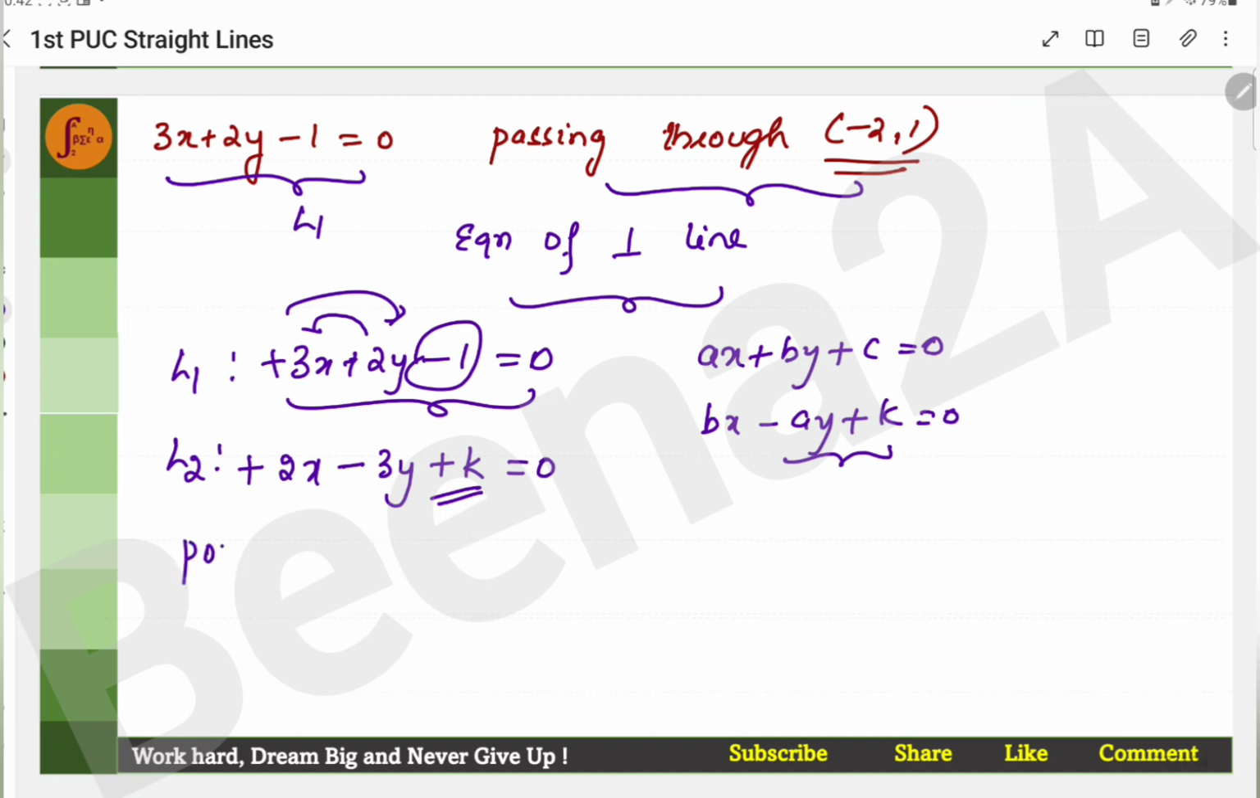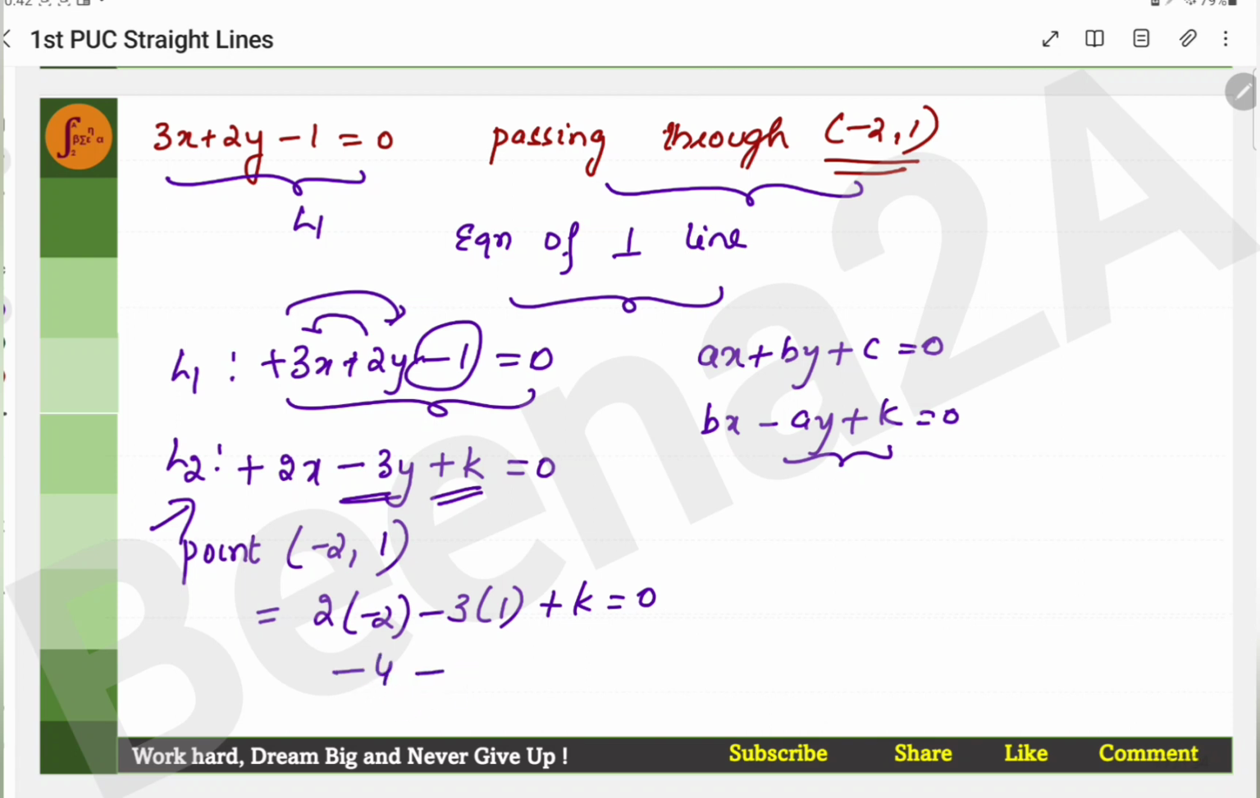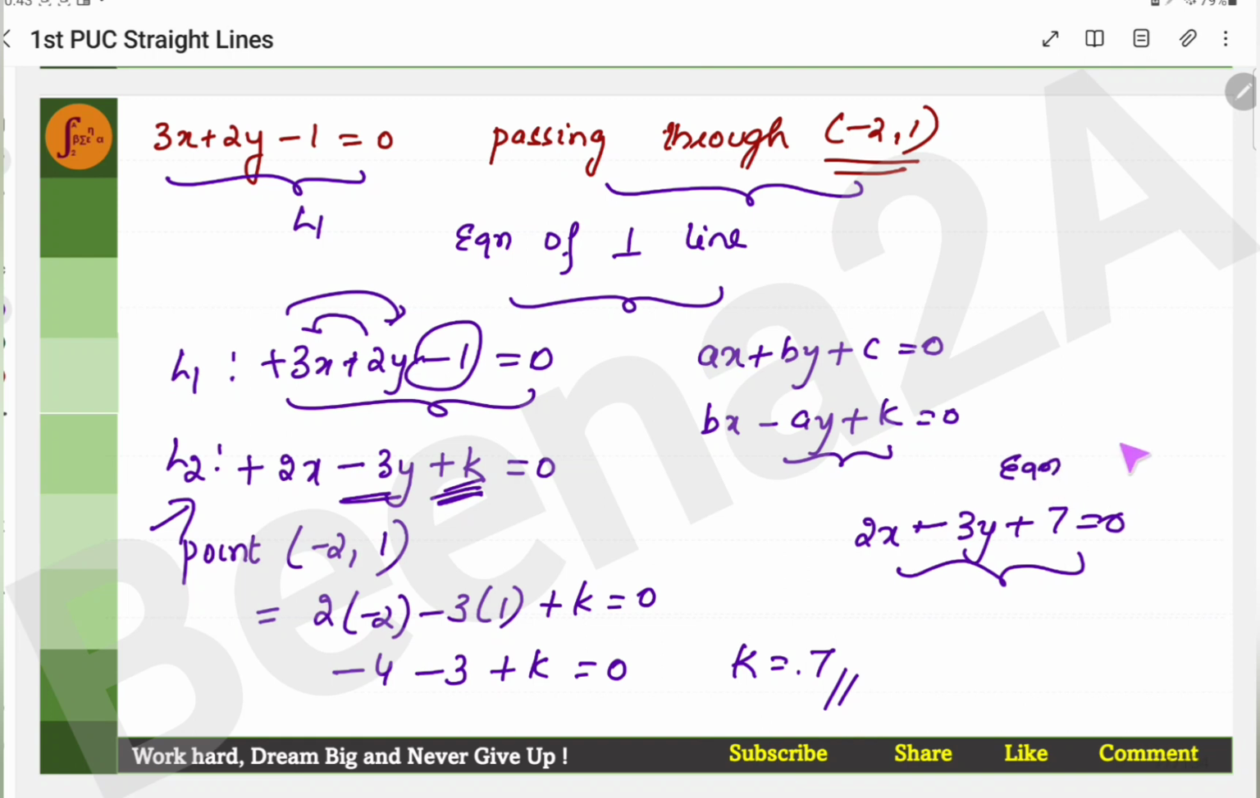Now I have to find the value of k. So I'll use this point, minus 2, 1. Substitute in this equation: 2 into minus 2, minus 3 into 1 plus k is equal to 0, which is minus 4 minus 3 plus k is equal to 0. Which means k is equal to 7. Now I'll put this 7 in this equation. So I'll get 2x minus 3y plus 7 is equal to 0. So this is the equation of the perpendicular line.